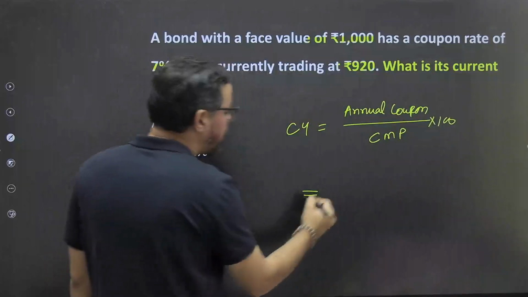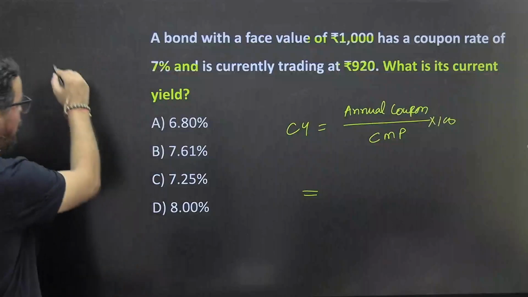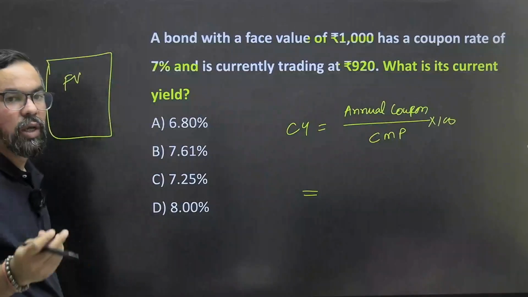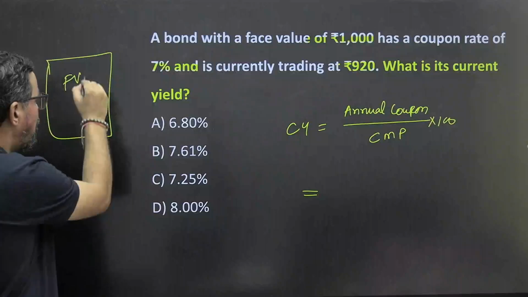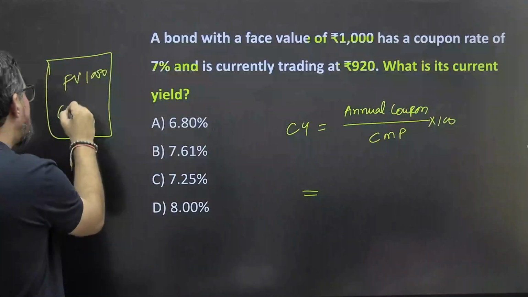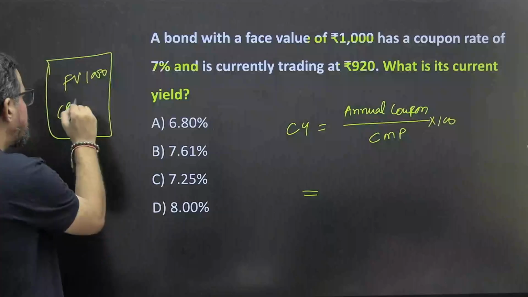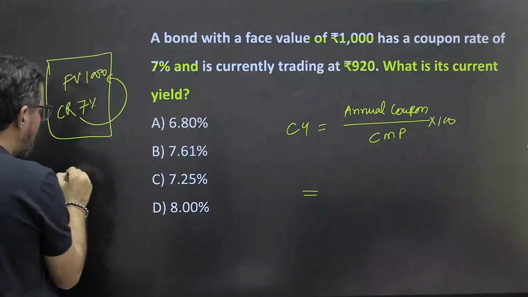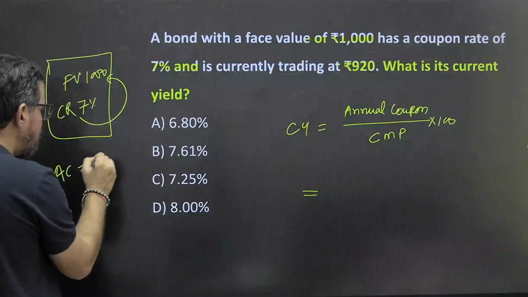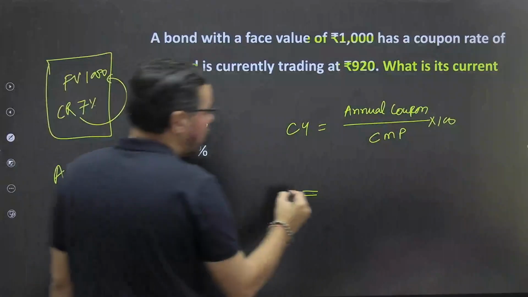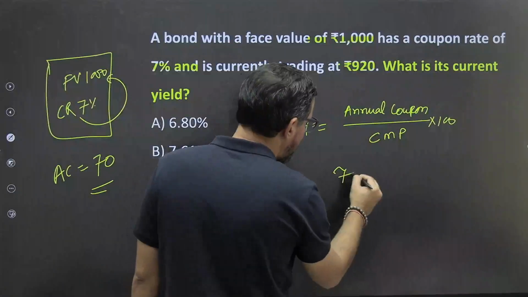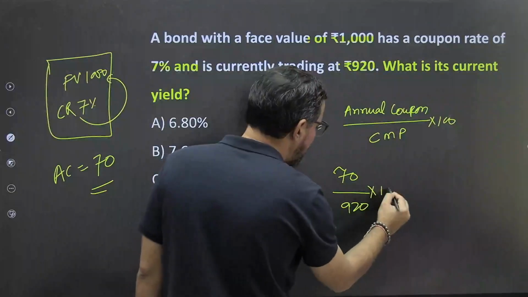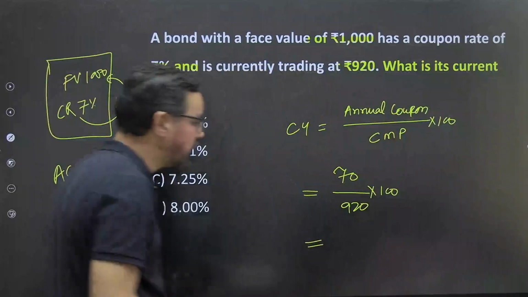So annual coupon in this particular case: a company issues bonds at a face value, which is the book value stated on the face of the bond, which is 1,000, and they promise a return of 7% on this bond, right? So 7% of 1,000, the annual coupon, is equal to 70 rupees. So now 70 divided by 920, 70 divided by 920 into 100. So what will be the figure?